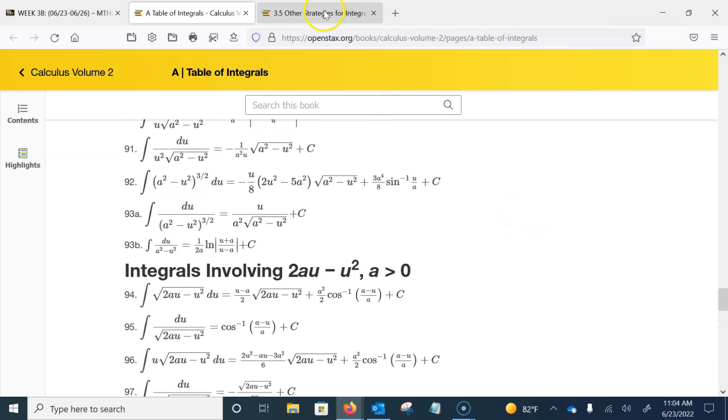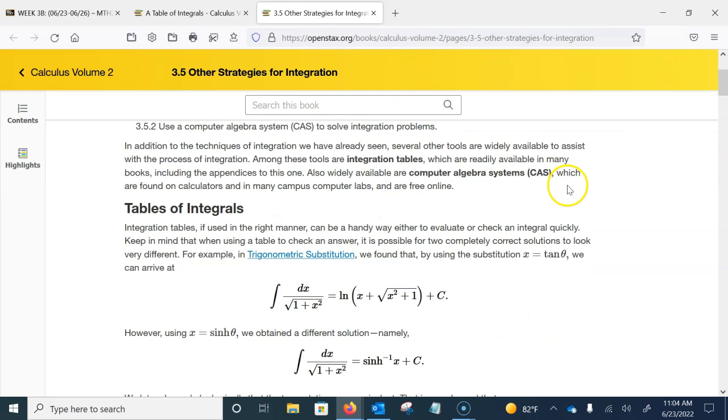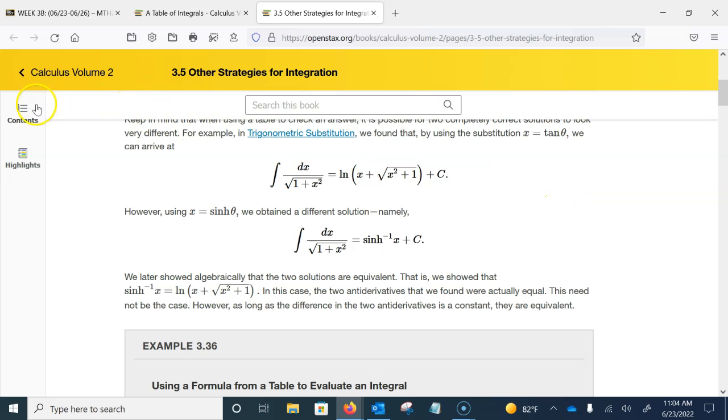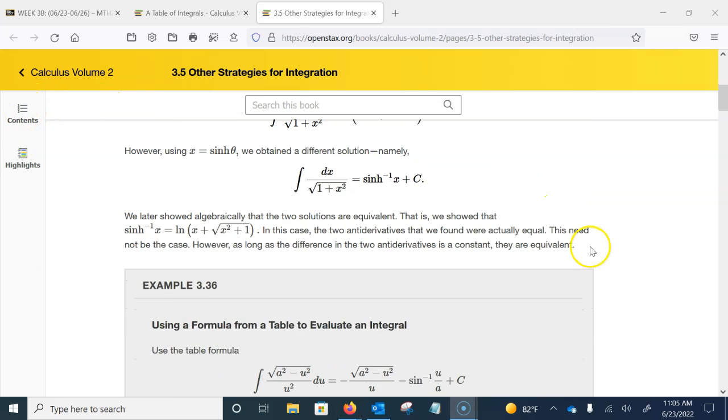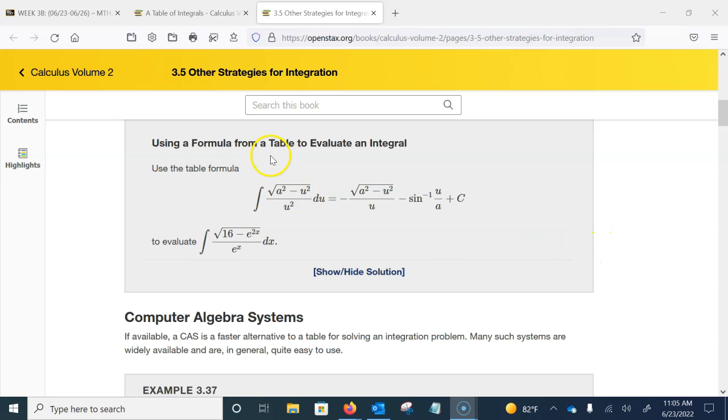Okay, so let's look at a specific example here. Using a formula from the table that I just went over, evaluate this integral. In the table, the integral of the square root of a squared minus u squared over u squared du has this form. It's got the square root of a squared minus u squared over u with a negative sign, minus the inverse sine of u over a, plus c. So we're going to have to do a little bit of work here, because at face value, this doesn't seem to be the same thing.